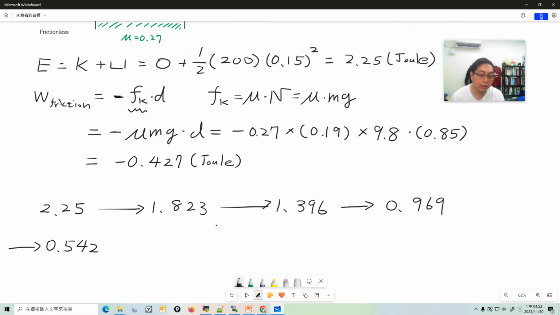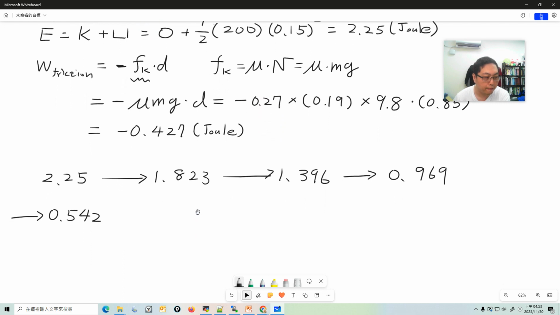Why? Because there's only friction in the rough surface. The other regions have no friction force. So only this central part, the rough surface part, causes the energy loss. The other part, no friction, so the total energy is otherwise preserved. Then 0.542, and if you do one more time, 0.115. And then one more time, it will stop. The total energy will become zero.